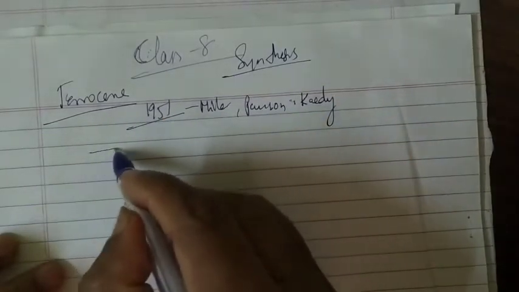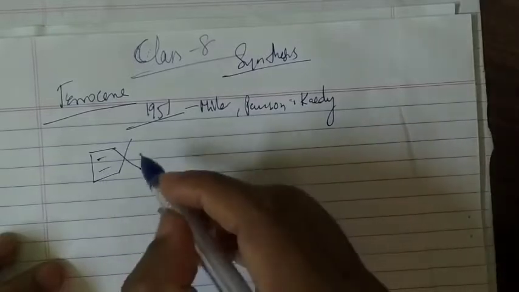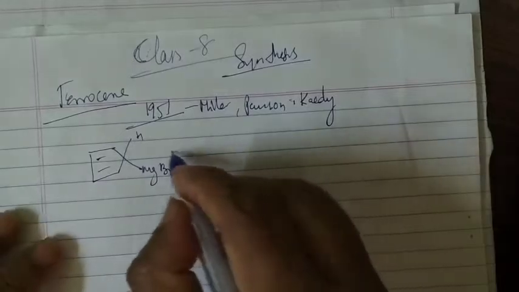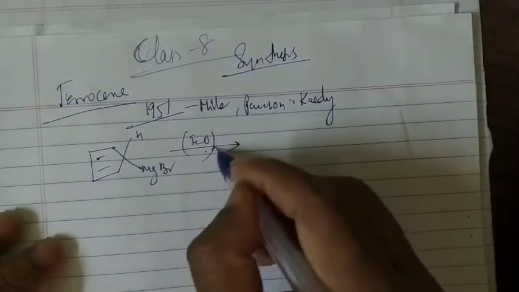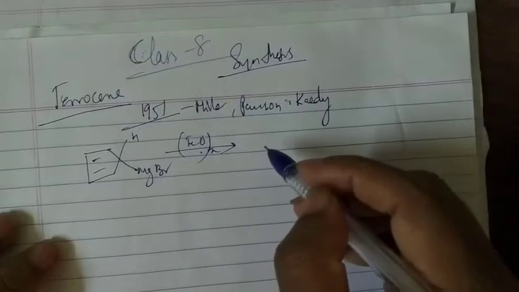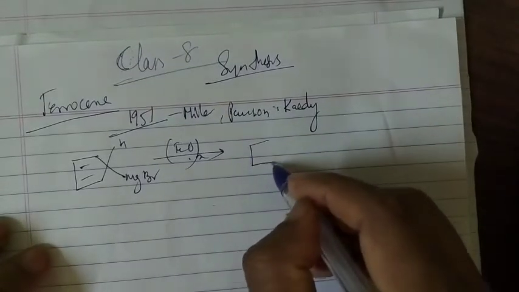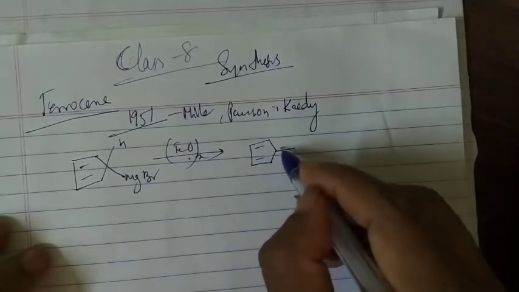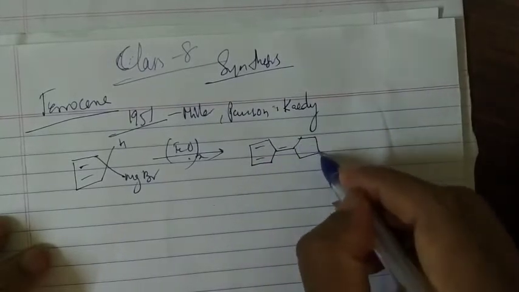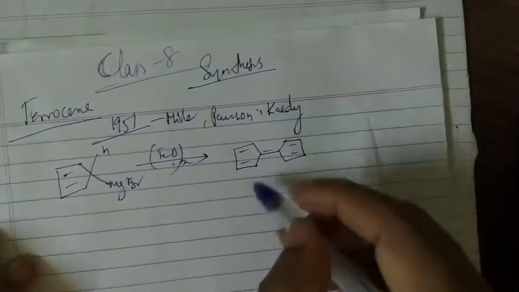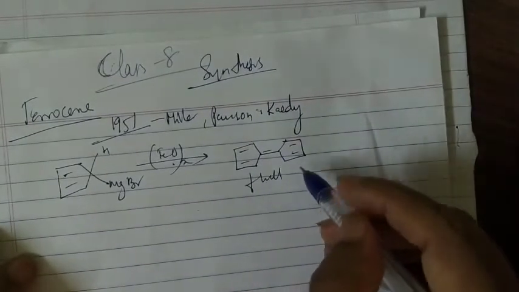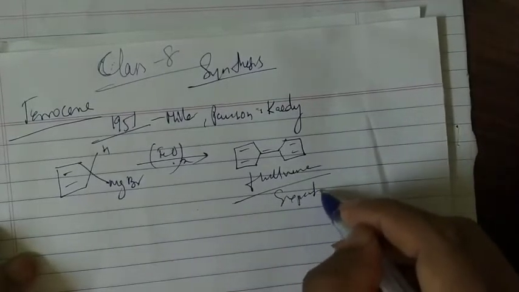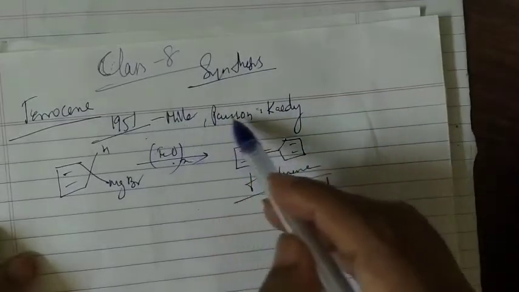When he was using the Grignard's reagent, cyclopentadienyl MgBr, and treating it with iron salts, he got a compound. What they expected to find is called fulvene, F-U-L-V-E-N-E. This was the compound expected by Kealy and Pauson.